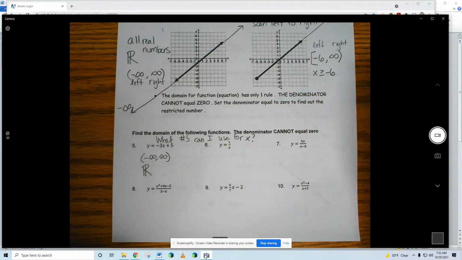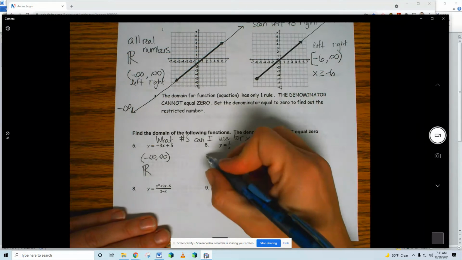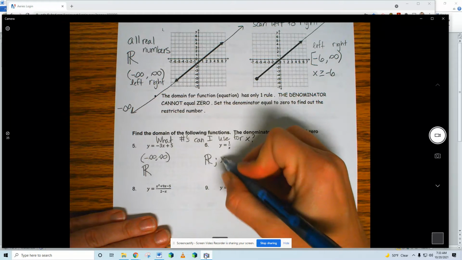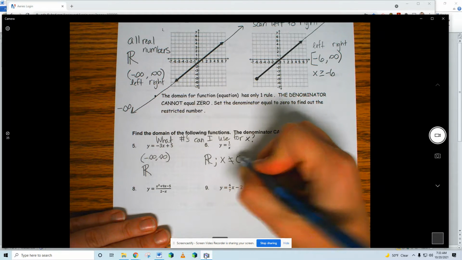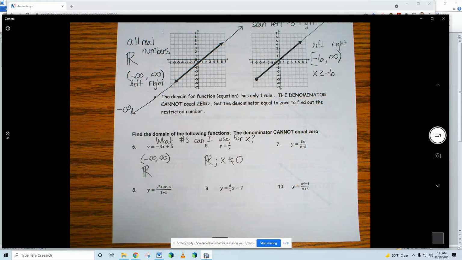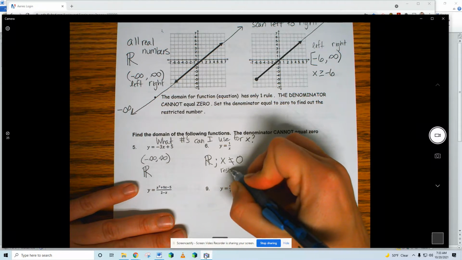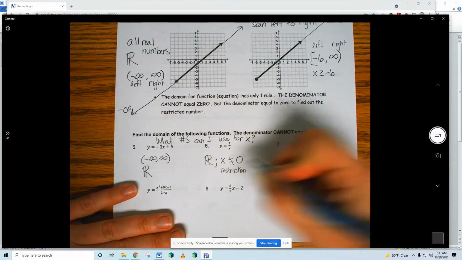0. So here's what I'm going to say. I can use all real numbers. However, x cannot equal 0. This is called a restriction. It's what I can't do.